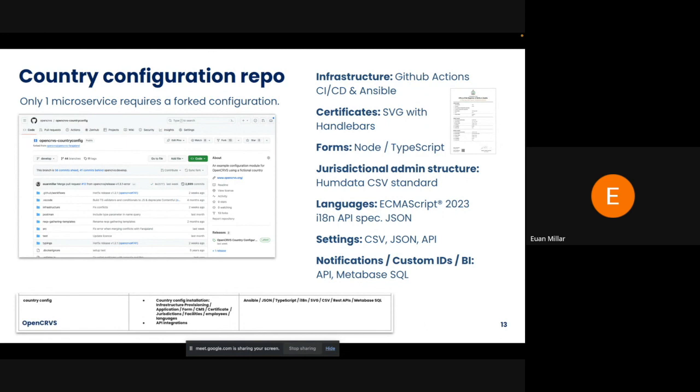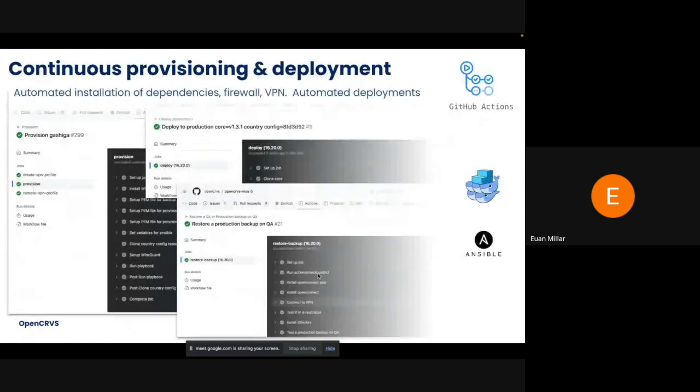You can customize identifiers at the point of birth and death. You can customize business intelligence, analytics. These are all done via APIs. So it's one microservice to configure. So that lowers the TCO quite a lot.